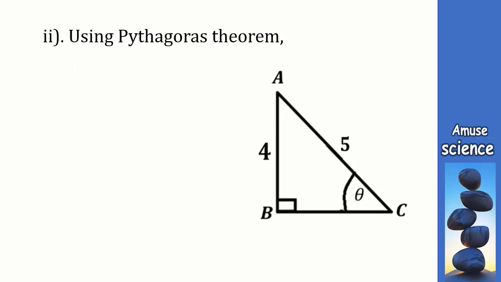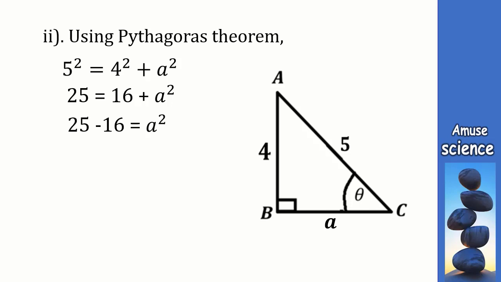We are also to find cos theta. In order to find cos theta, we need to find the adjacent, because cos theta is a ratio of the adjacent to the hypotenuse. To do this, we have to use Pythagoras theorem. So let's name the adjacent A. Using Pythagoras theorem, we have 5 squared is equal to 4 squared plus A squared. Now 5 squared is 25, and this will be equal to 16 plus A squared.